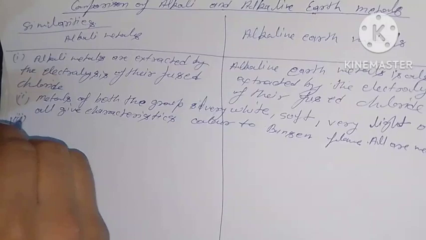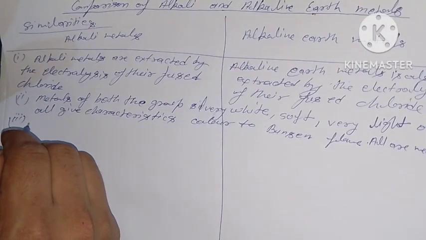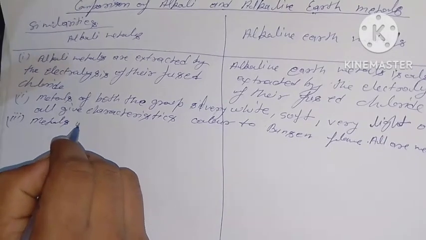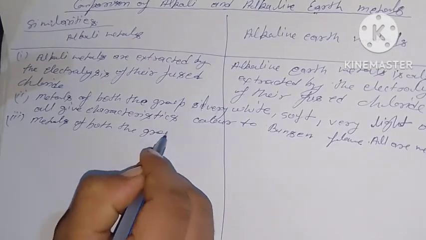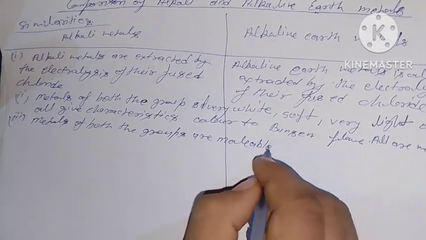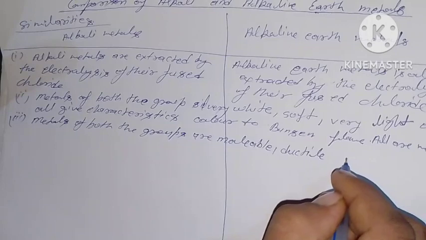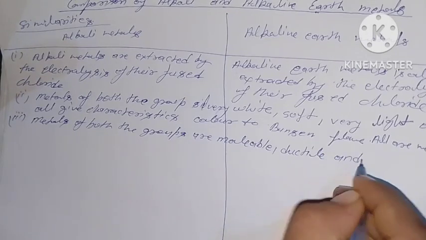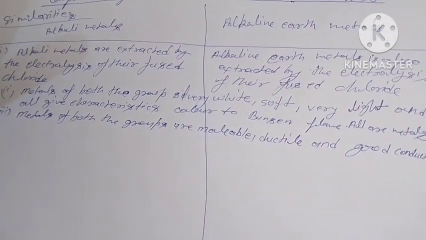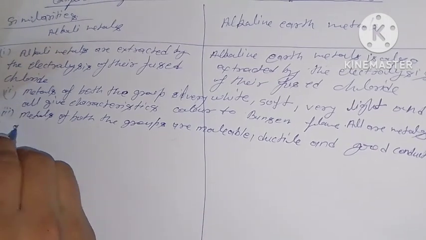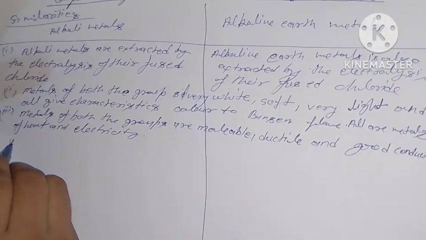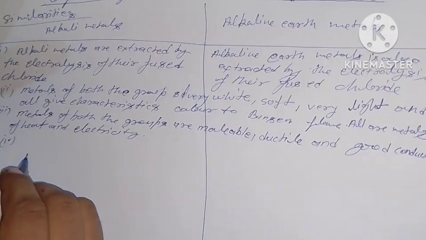Third point. Metals of both the groups are malleable, ductile, and good conductors of heat and electricity. Fourth point. Both the groups of metals form colorless salts.